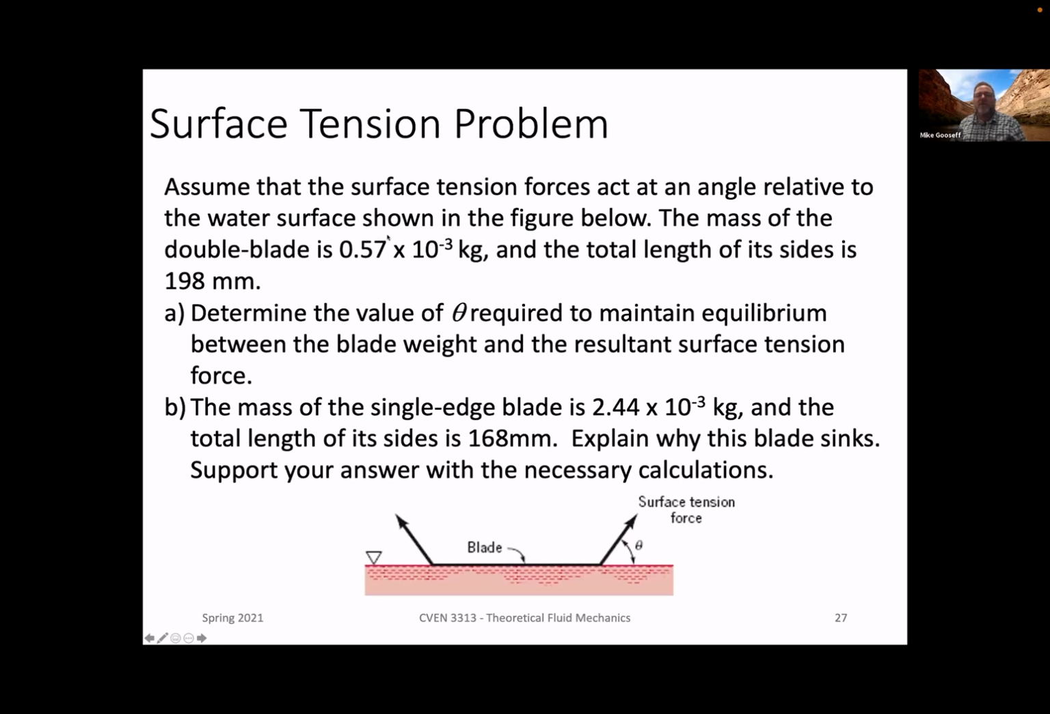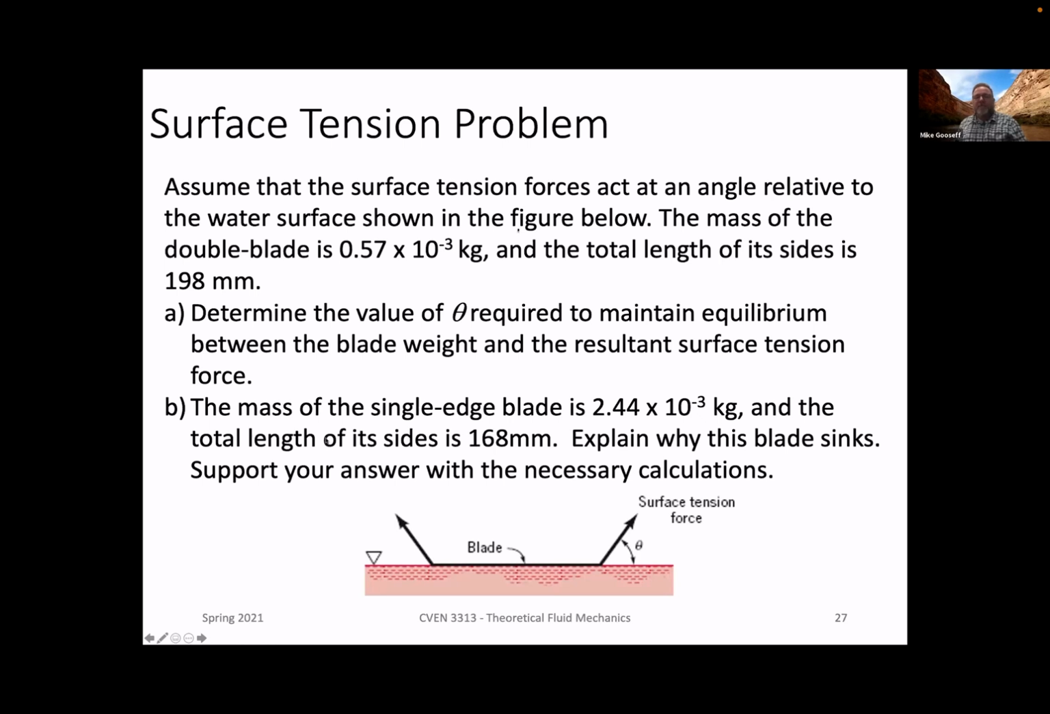to the water surface shown in this figure, so here's theta right here, acting in this upward but not quite perfectly vertical direction, and the mass of the double blade razor is 0.57 times 10 to the minus 3 kilograms, and the total length of its sides is 198 millimeters, then A, determine the value of theta required to maintain equilibrium between the blade, this double-sided blade, weight, and the resultant force, surface tension force. Okay, so that's part A.